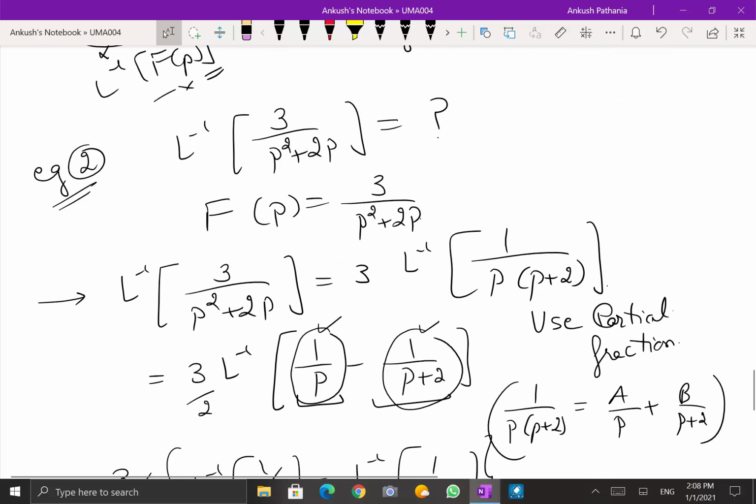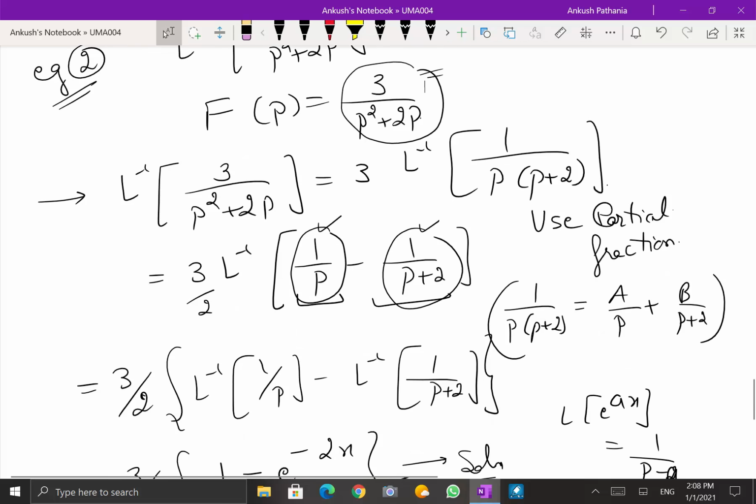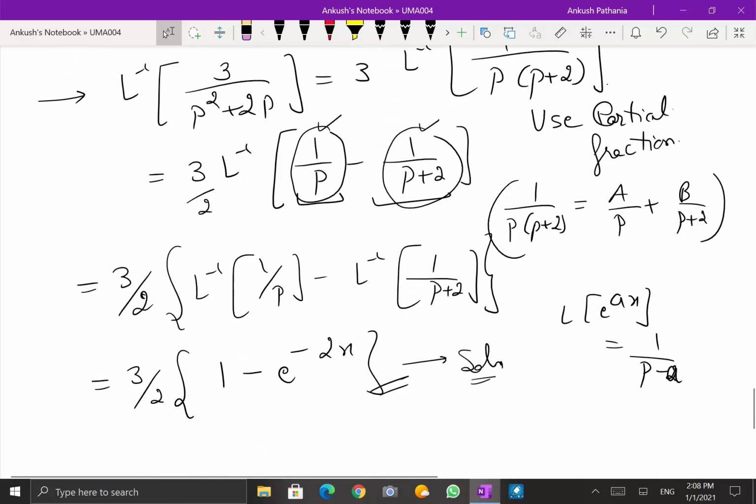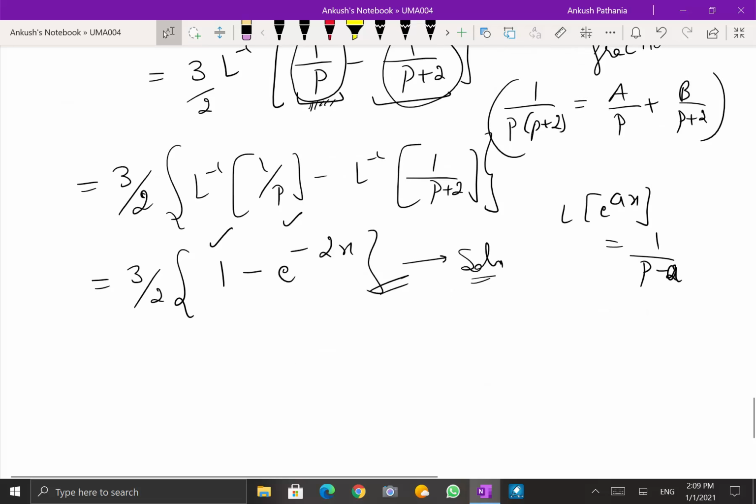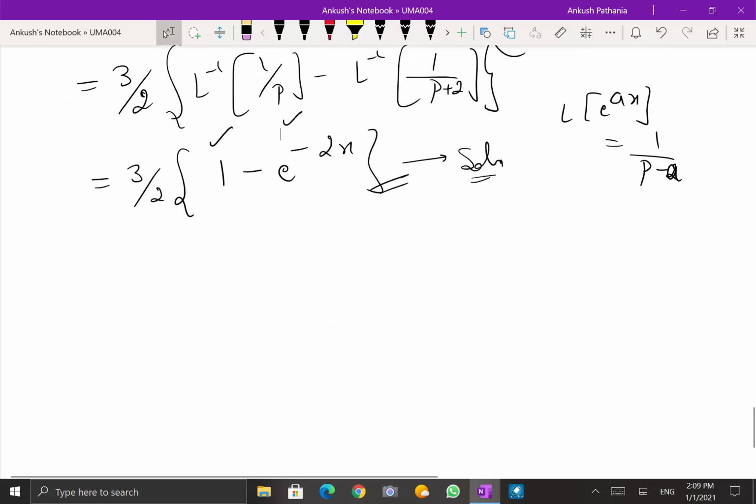You were not able to identify f(x), so we need to manipulate F(p), and we did partial fractions. After partial fractions we got the forms where we can correlate the Laplace inverse with the formula of a constant and e raised to power minus 2x. Okay, so this was the second question.